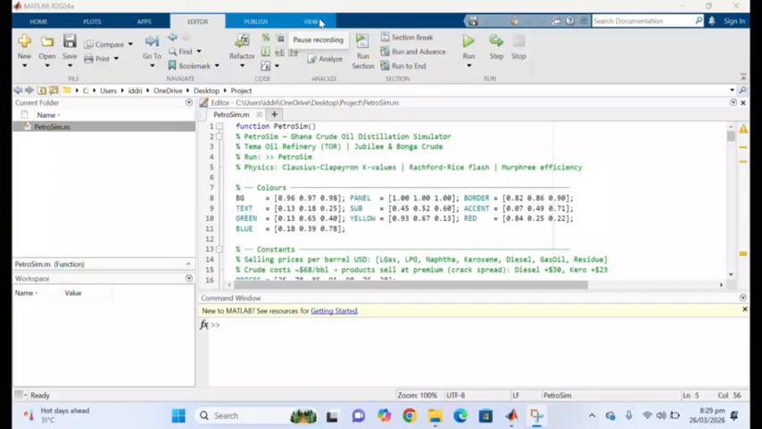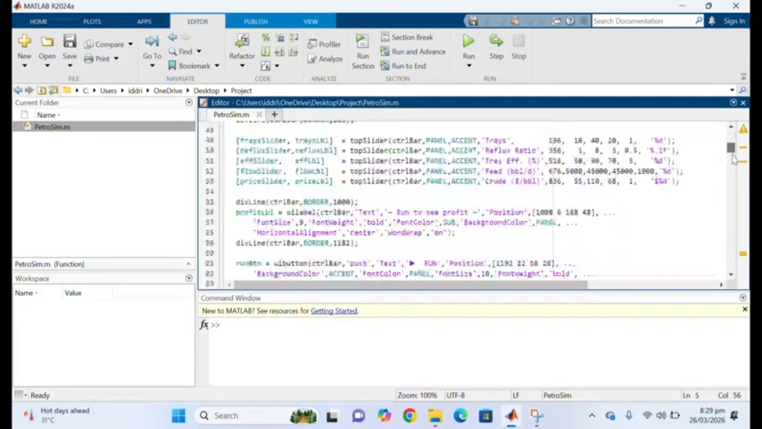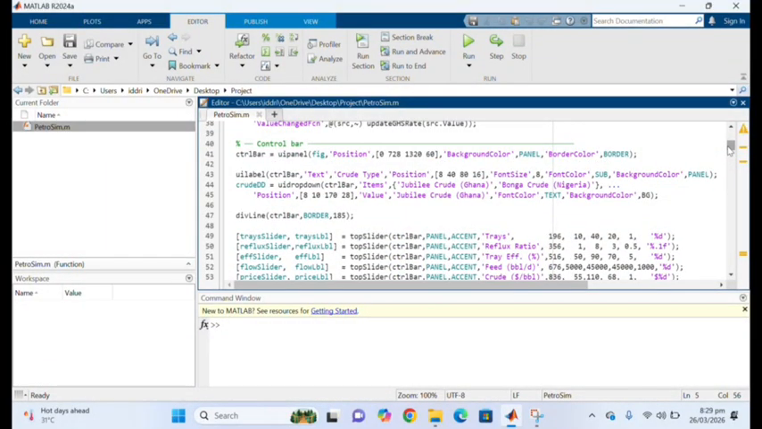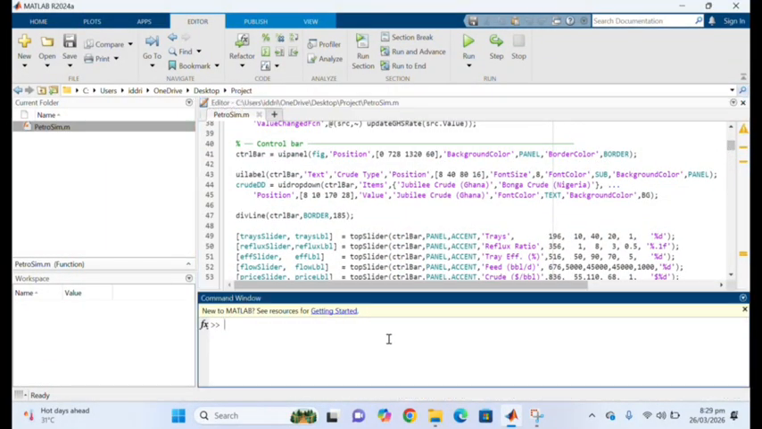So as you can see on your screen right now, all this is the code that we wrote for our program PETROSIM to show us the graph and to visualize how it goes on in an actual refinery. So in order to run this, we first have to call the function or the program that we typed, which is PETROSIM. Once I press enter, you can see on your bottom left corner that it is busy. MATLAB is bringing it up.